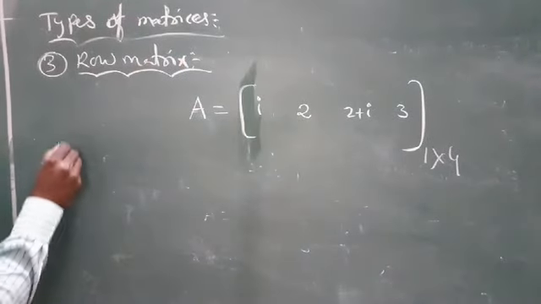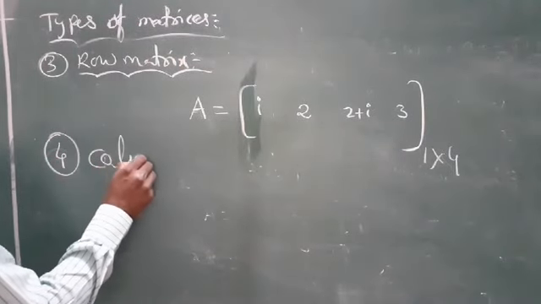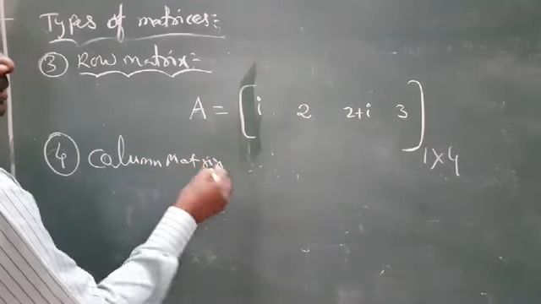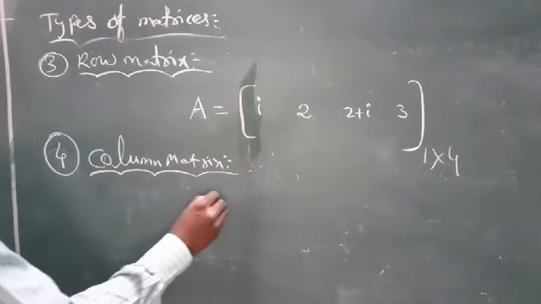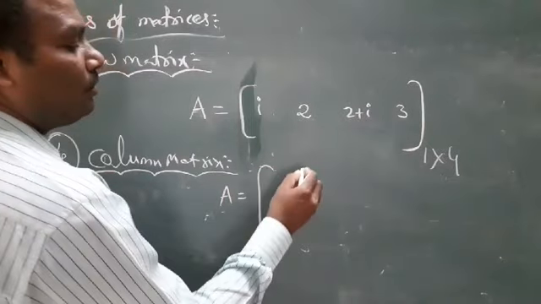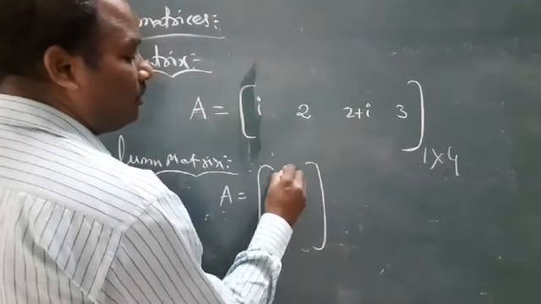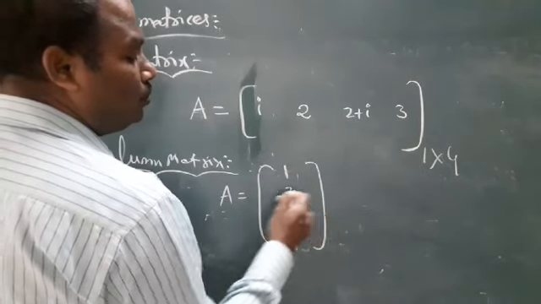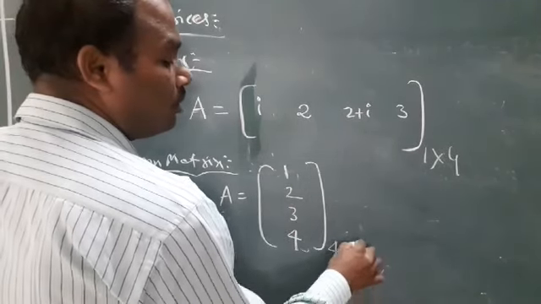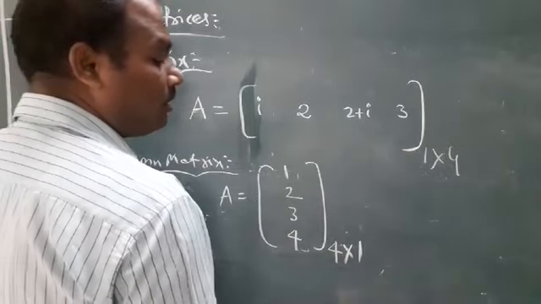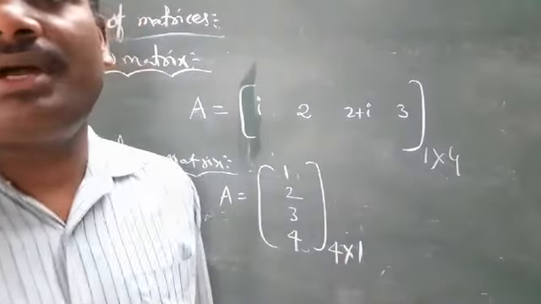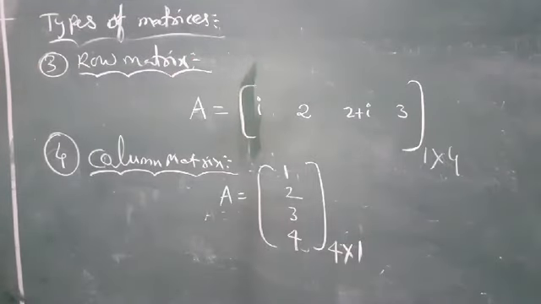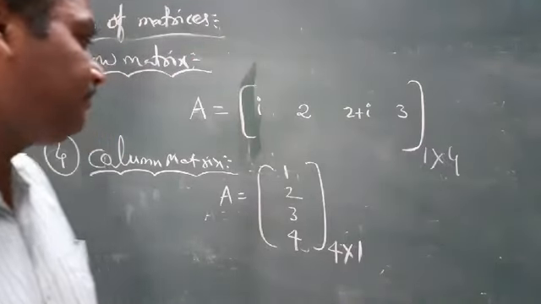Next one, fourth one, column matrix. A matrix having only one column: 1, 2, 3, 4. How many rows are there? 1, 2, 3, 4. 4 rows. How many columns are there? Only one column. Okay, a matrix having only one column is called a column matrix.